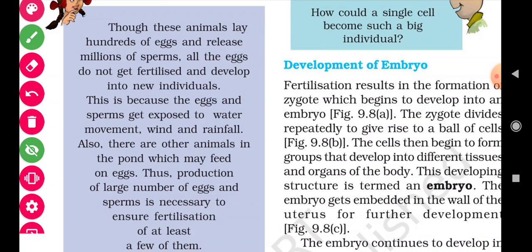Paheli giving the answer. Through this, animals lay hundreds of eggs and release millions of sperms. All the eggs do not get fertilized and develop into new individuals.